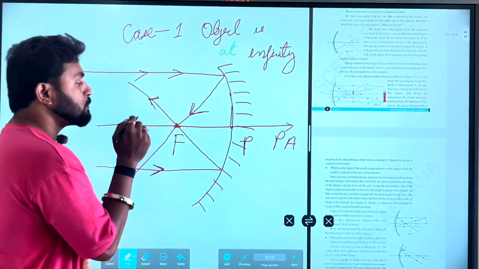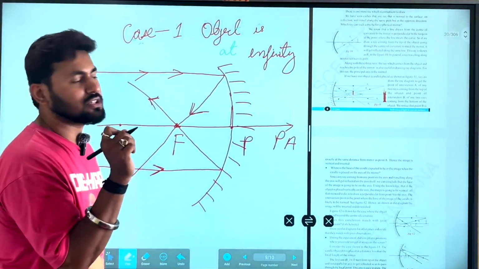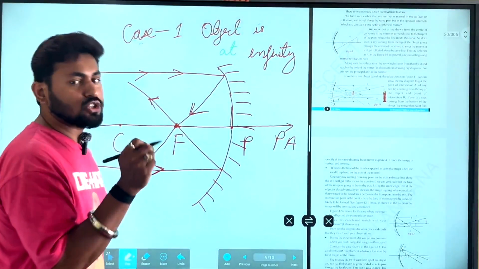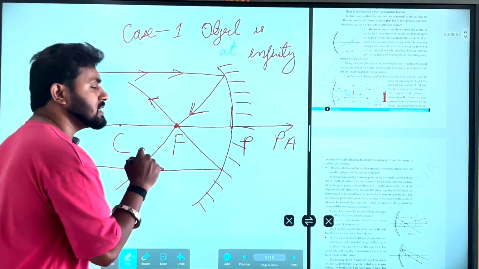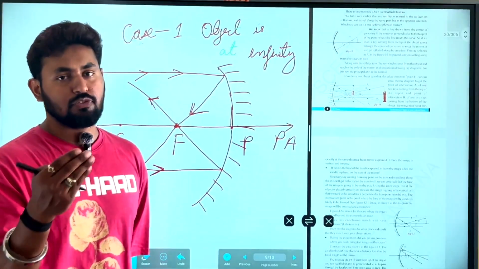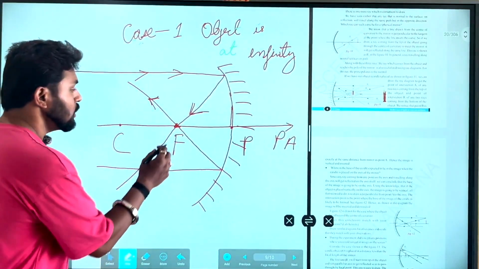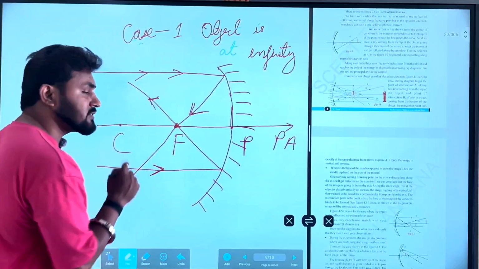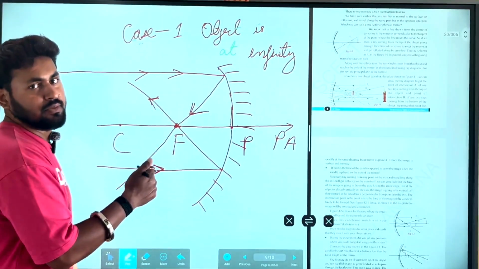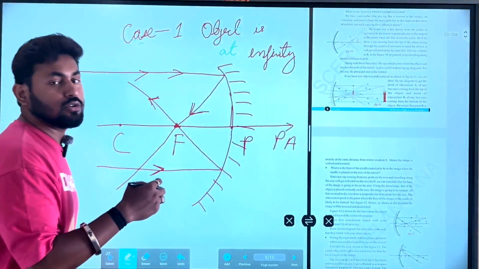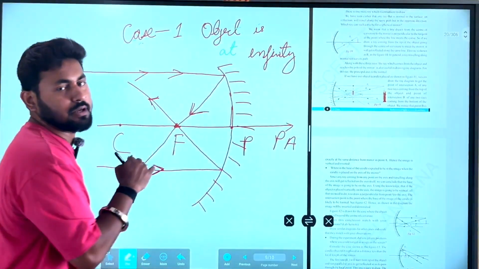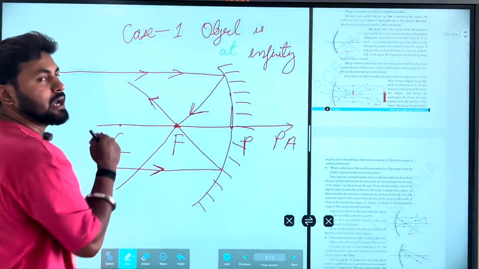But over here, the image nature is point size, and the nature of the image that we have is a real image. I'll tell you the difference between real image and virtual image further ahead. Now over here it is a real image, it is point size, and it is behind the mirror, not outside the mirror.